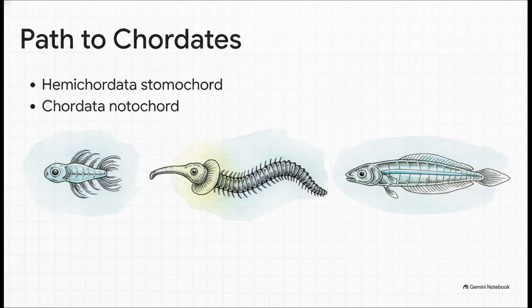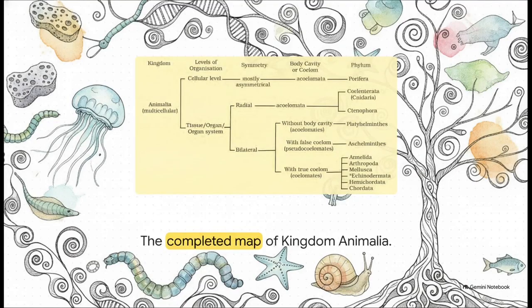Next, we find phylum Hemichordata. These are worm-like marine animals that possess a rudimentary structure in their collar region called a stomochord, which is remarkably similar to a notochord. And finally, we reach phylum Chordata. Animals in this group are fundamentally defined by the presence of a true notochord, a hollow dorsal nerve cord, and an incredibly advanced organ system plan. And that actually brings us to the end of our map.